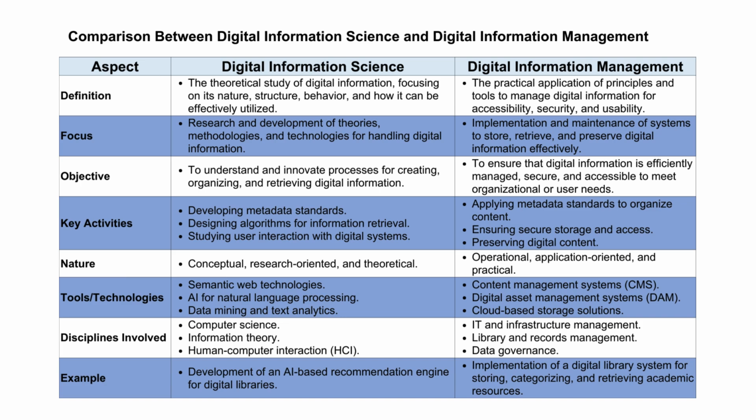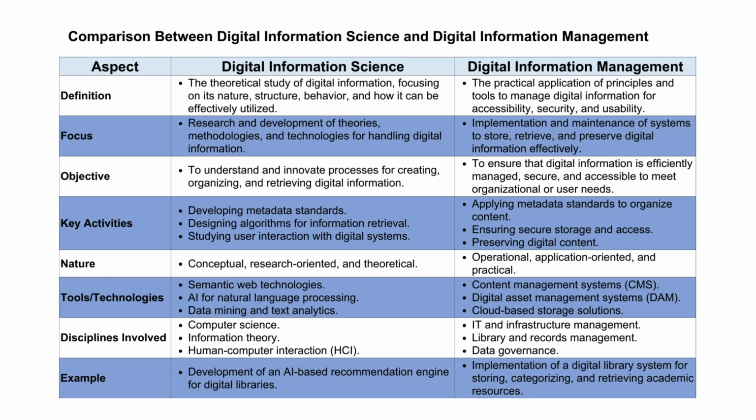Next is the focus. Digital information science concentrates on research and development, such as creating theories, models, and technologies for handling digital information. For example, researchers may study how search engines rank results. Digital information management focuses on implementation and maintenance. For example, setting up systems to store files, manage access, and preserve digital records over time.